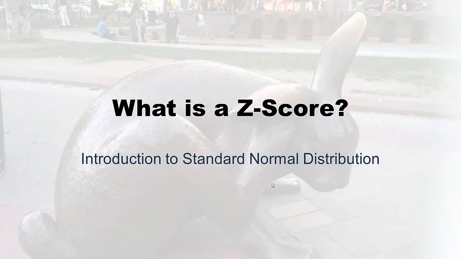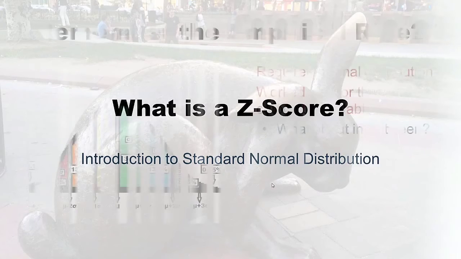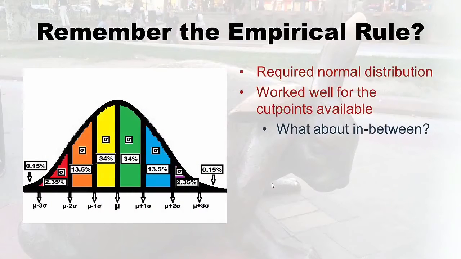So all this talk about z-scores. What is a z-score and what is the standard normal distribution? Well, let's take a look at this very pretty thing I made. You may recognize it from the last lecture. It was my little empirical rule diagram.